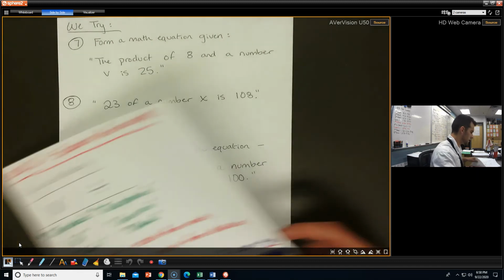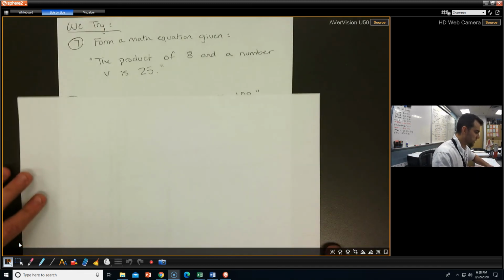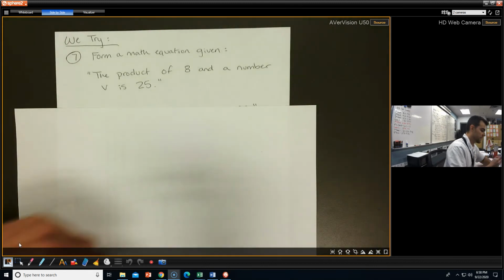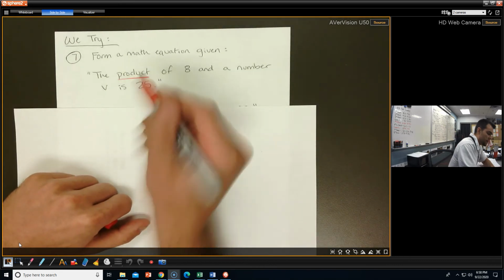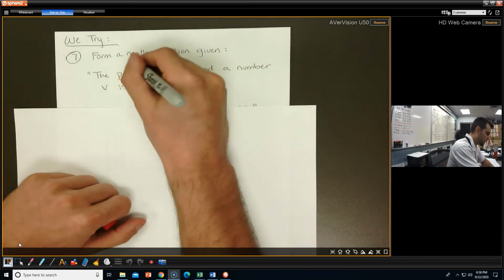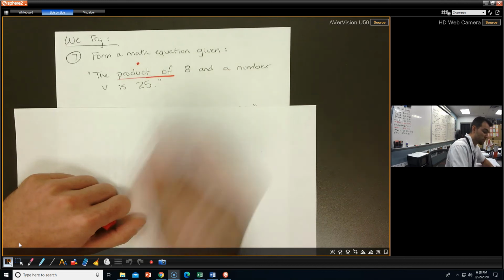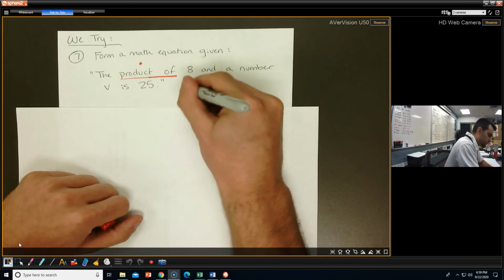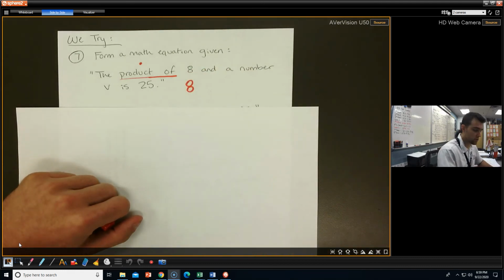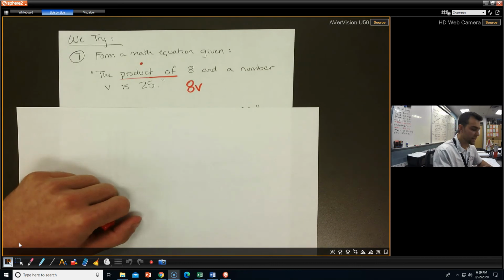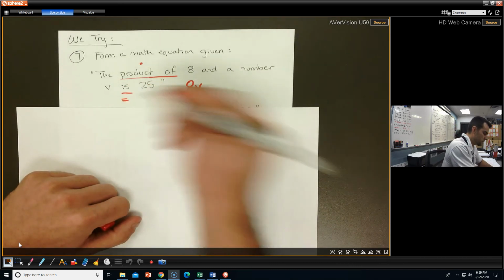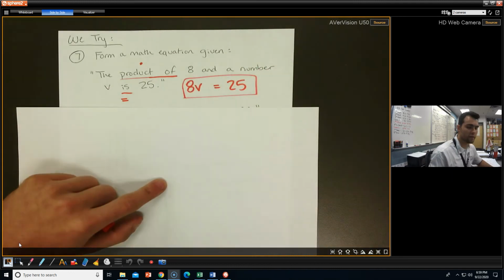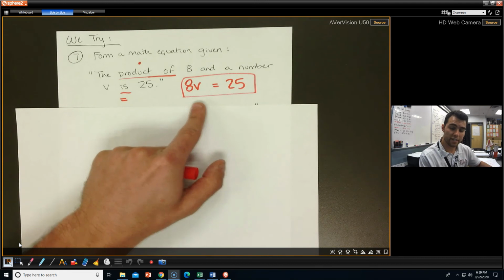Let's see it with a couple more examples, right? So let's try this one. Form a math equation given the product of 8 and a number b is 25. Product, we know that's going to be multiply. It actually says product of, so it's like multiply, multiply. You're definitely multiplying. Of 8 and a number b, so we write that algebraically like this, is means equals 25. There we go. We're done. We don't actually have to solve it, but if we wanted to, you would divide both sides by 8.